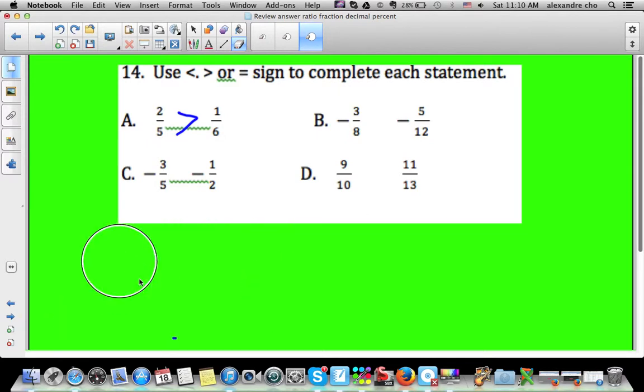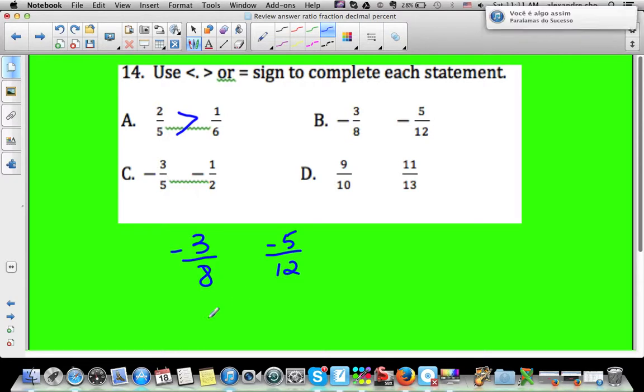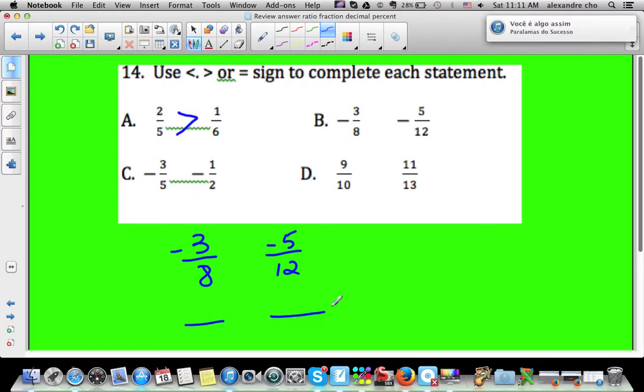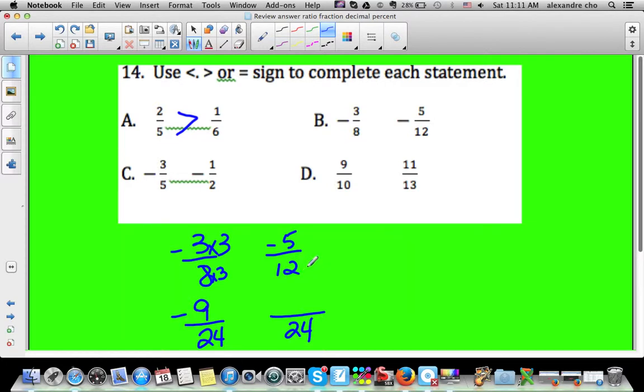Okay, so let's try B. In this case, it's negative. That's okay. First thing I want to do is the same steps, 3 over 8, and then negative 5 over 12. So step 1, think of a number that 8 and 12 both go into. If you do the LCM, it's 8, 16, 24, and 12, 24. So both of them go into 24 nicely. 8 times 3 is 24, so I multiply the top times 3, which gives me 9, and in this case gives me 24. 12 times 2 is 24, so therefore the top times 2, and then negative 10.